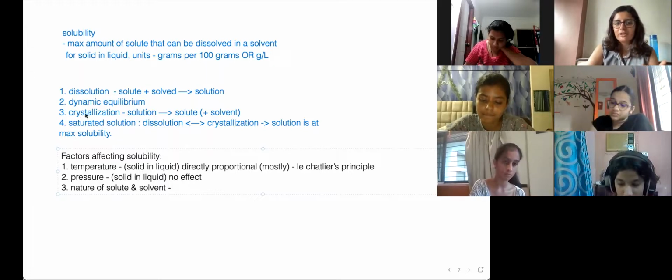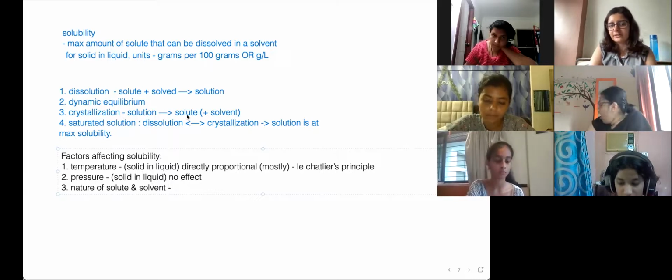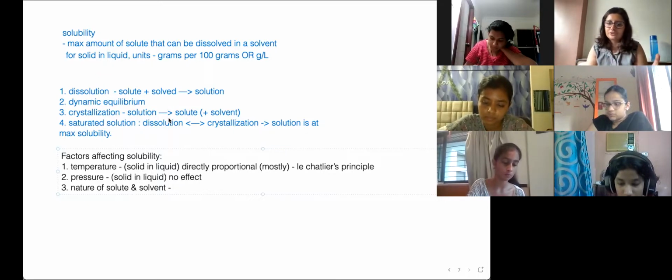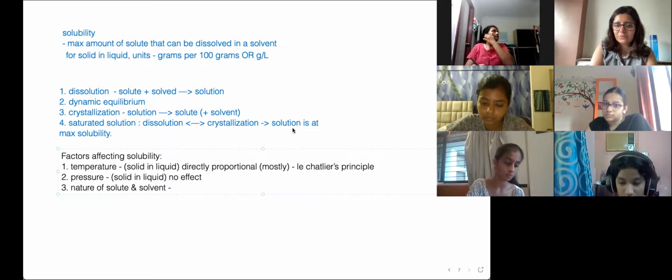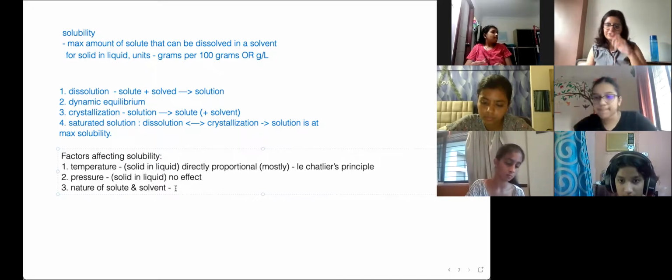That reverse process is called crystallization, where solute particles from the dissolved state come back to the solid state. You denote crystallization as the solution separating out into solute plus solvent. So at the point of saturation, when you get a saturated solution, dissolution and crystallization are in dynamic equilibrium. At this point, we say the solution is at maximum solubility. Are we only talking about solid and liquid right now? Yeah. Gas and liquid is a completely different section we'll look at later.